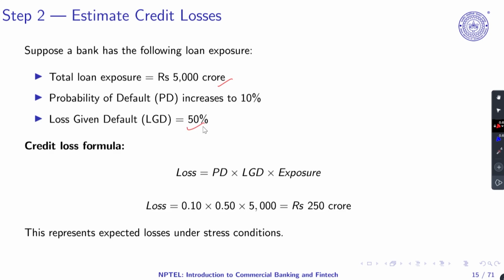So then we know that we have already done this, the expected loss that we calculated earlier. So 0.10 into 0.50 into 5,000. So it is coming out to be 250 crore. If the bank has sufficient CET1, it is not a big challenge. But if the bank does not have 250 crore, then it is a challenge, right? So this is where we get into the losses.